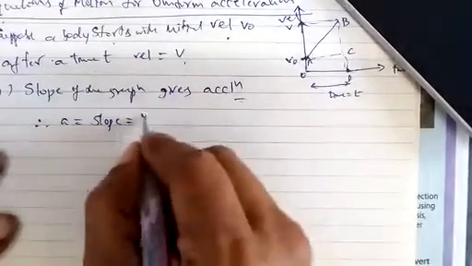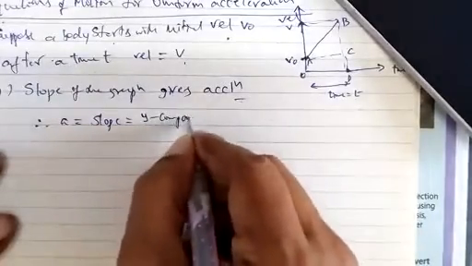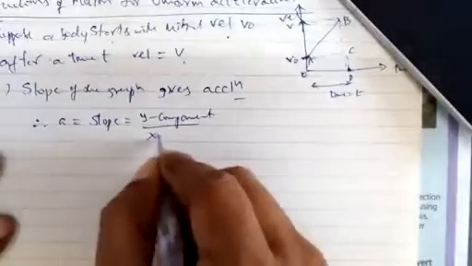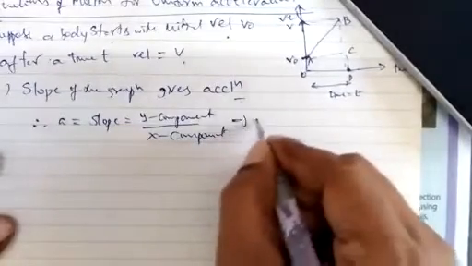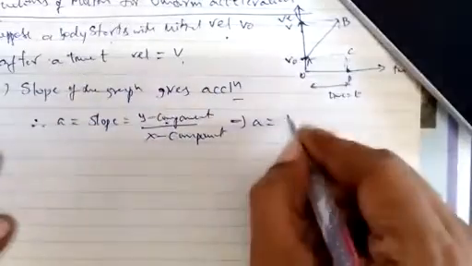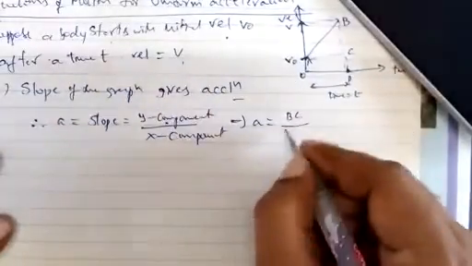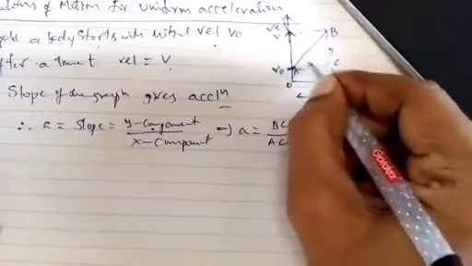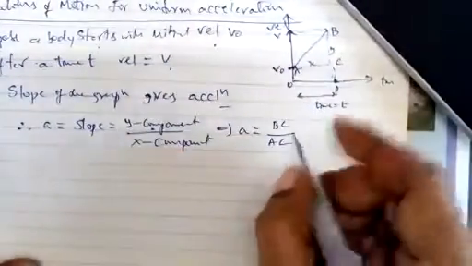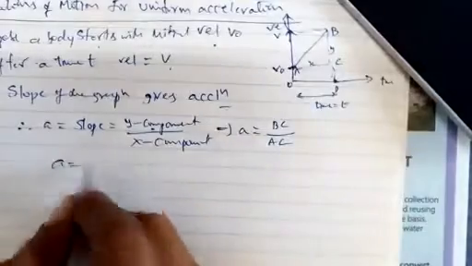Slope is equal to y component upon x component. Remember, this is a formula from 10th maths. So a is equal to y component, which is BC, upon x component, which is AC. See here, this much is the y component, and this is the x component. So a is equal to BC.